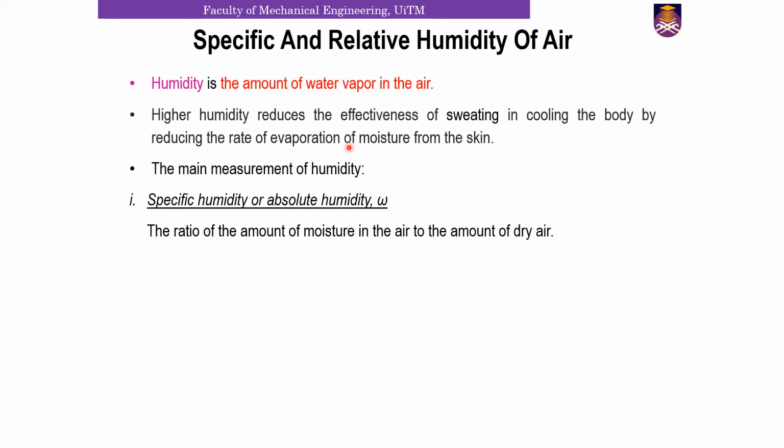The first parameter that we can use to measure humidity is called specific humidity, or we can also call it absolute humidity. The symbol is called omega. This is defined as the ratio of the amount of moisture in the air to the amount of dry air, as given in the formula here. Based on this definition, you can modify the equation to introduce the partial pressure of your water vapor.